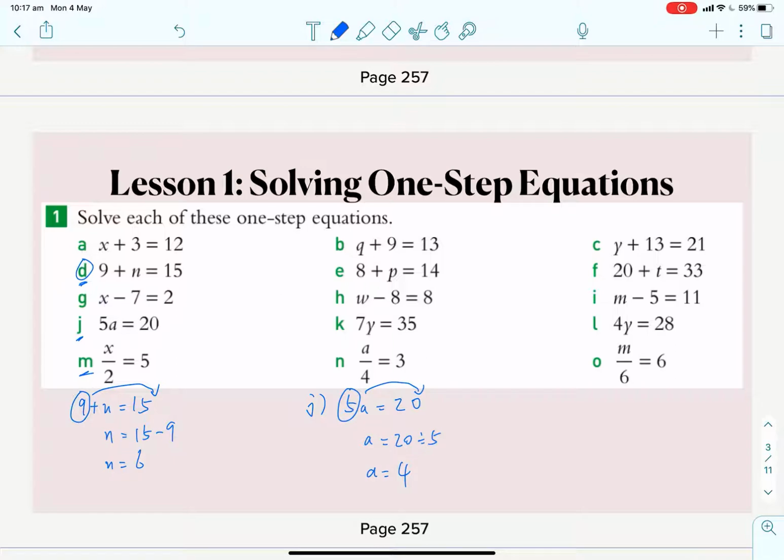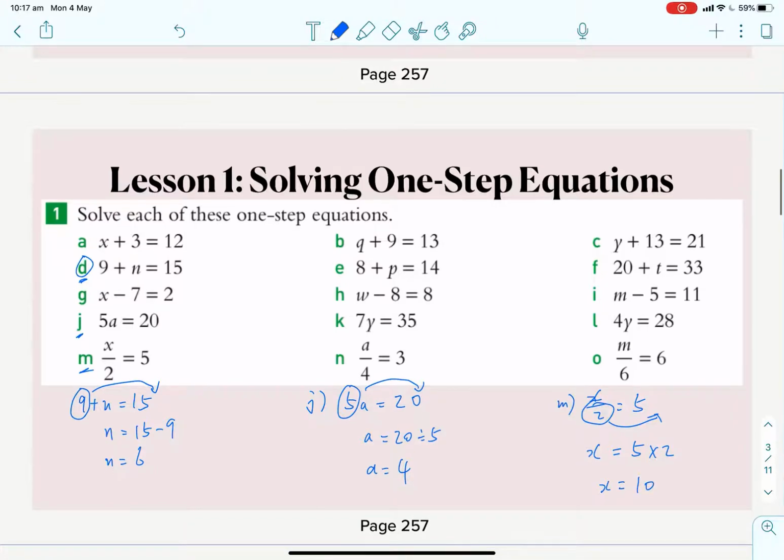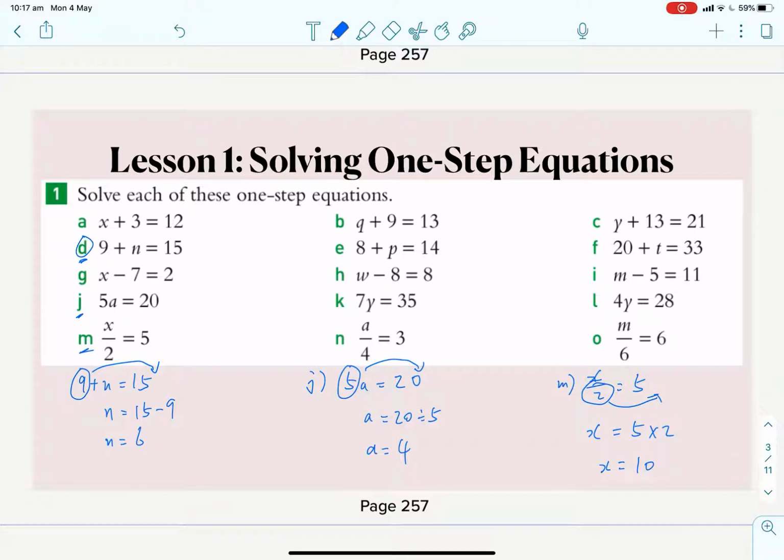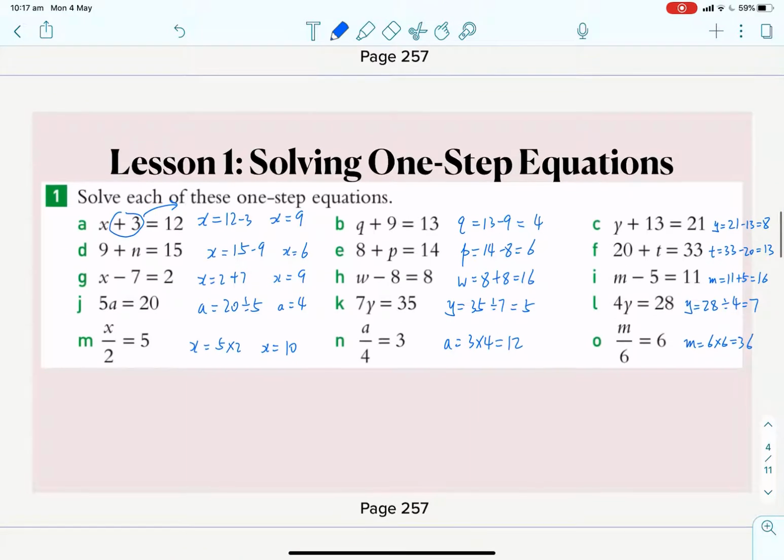Now the last one I'm going to go through is m. x over 2 is 5, okay? So x over 2 means x divided by 2. If we want to move it to the other side, the opposite of divide is times, okay? So x is 10, yeah? Give it a go and do the rest, and when you're done, here's the solution, okay?